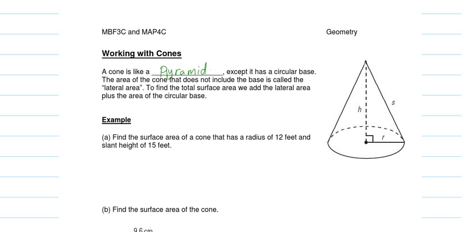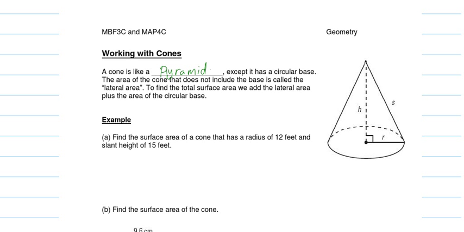So to find the total area of that cone, you're going to have to find the area of the circle, find the area of the lateral surface, and add them together. So we're looking at an ice cream cone, where for the whole thing, you're going to add that circle to it.